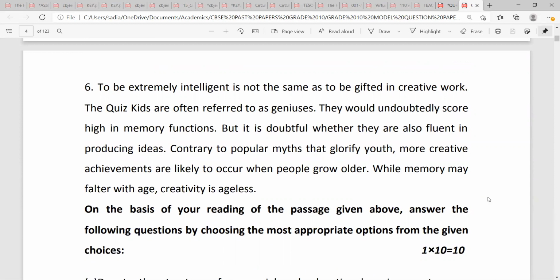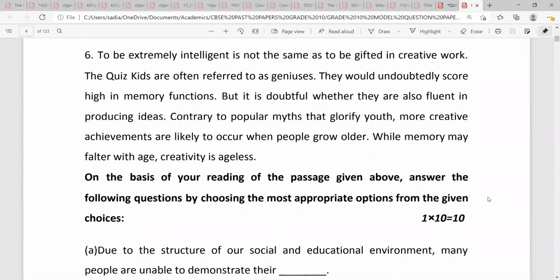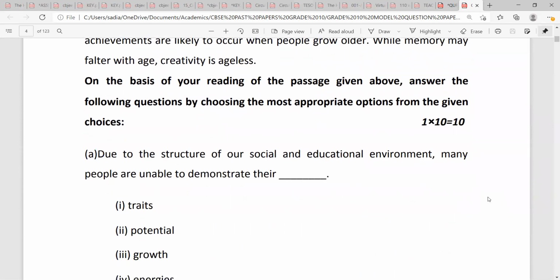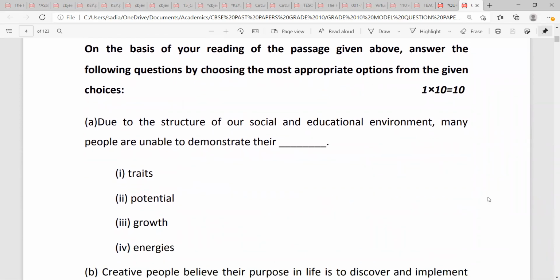Now we have reached the question answers. On the basis of your reading of the passage, attempt the questions which are most appropriate answers. There are 10 such questions. You are expected to answer 10 questions. Pause the video and read. You may go back to the text and look for the answers. Use the strategy of elimination.